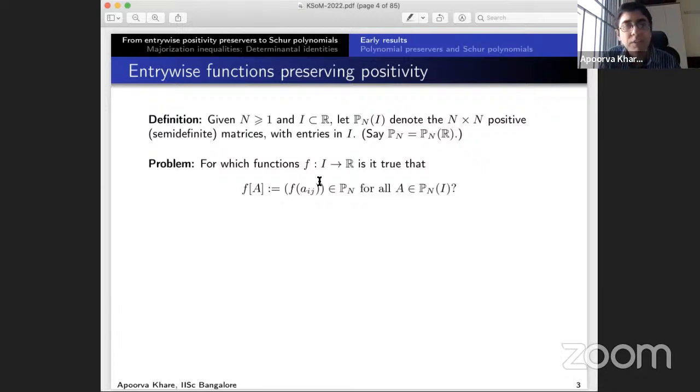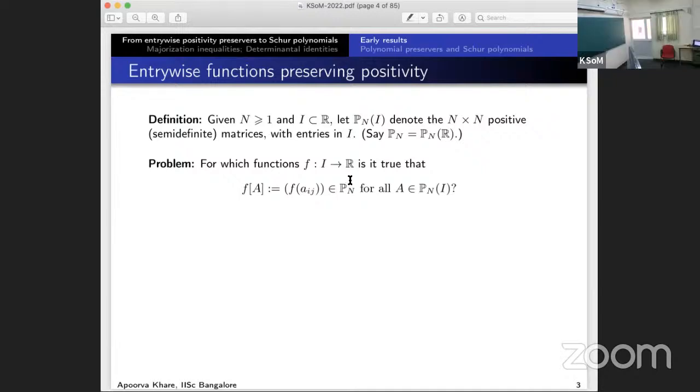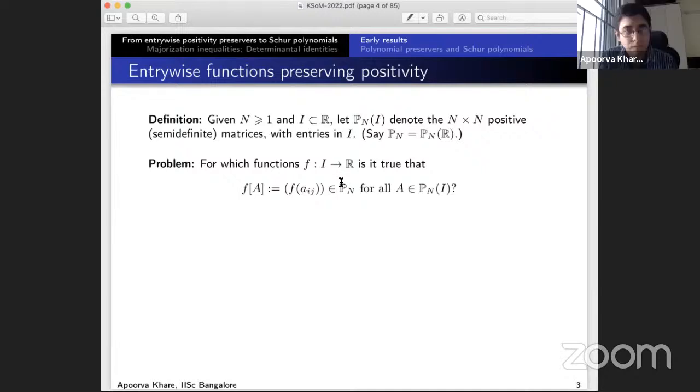So once you have a matrix with entries in I, a function whose domain is I can act on the matrix entry by entry. And a question that drives some of my research is, for which functions is it true that if you start with a matrix that's positive, then you end up with a matrix that's positive? It's not hard to come up with some examples. The function f(x) = x clearly works, or f(x) = 5x works because you just rescale the matrix. But so does f(x) = 1, because the matrix of all ones is a positive semi-definite matrix.